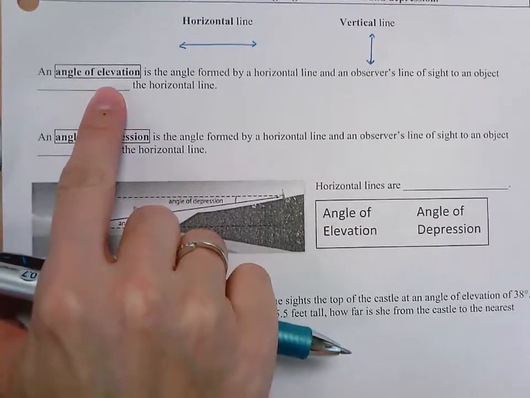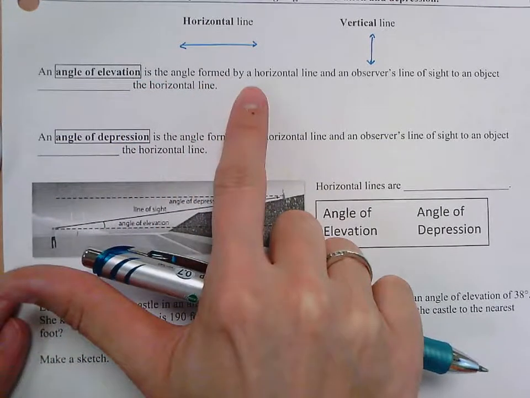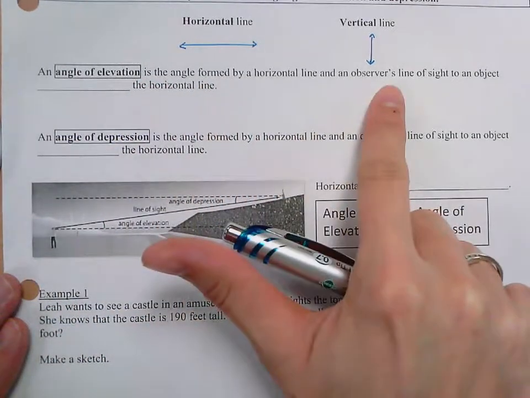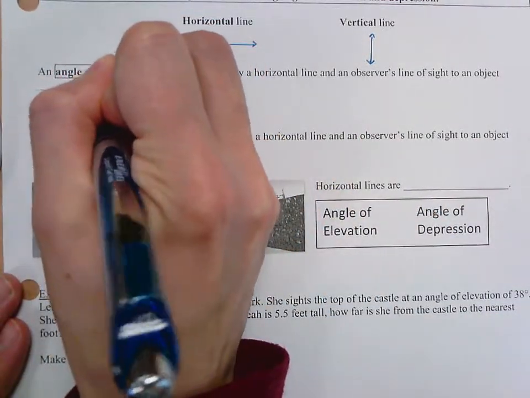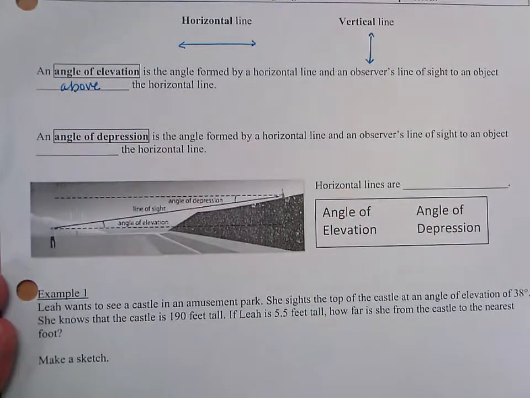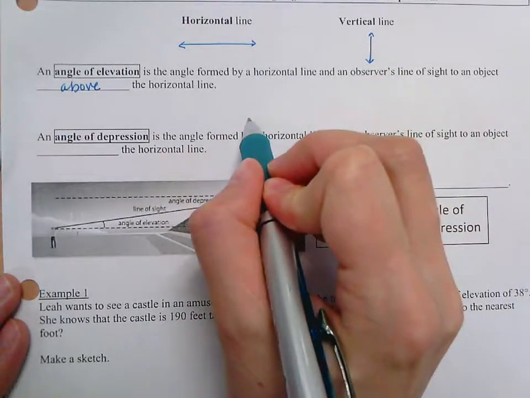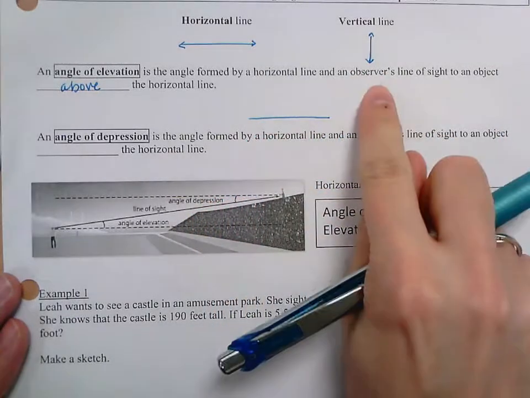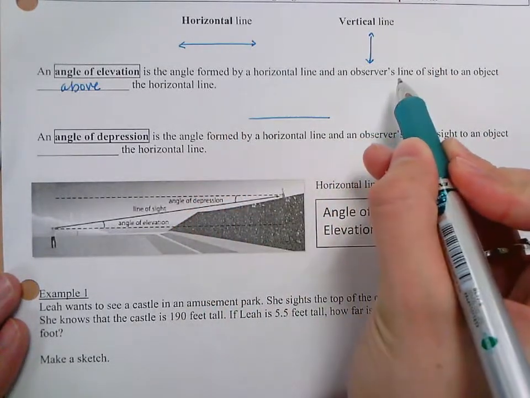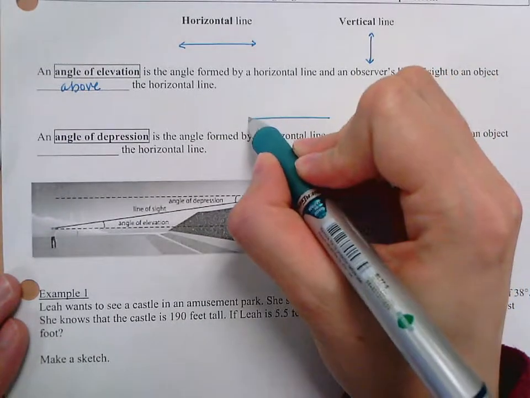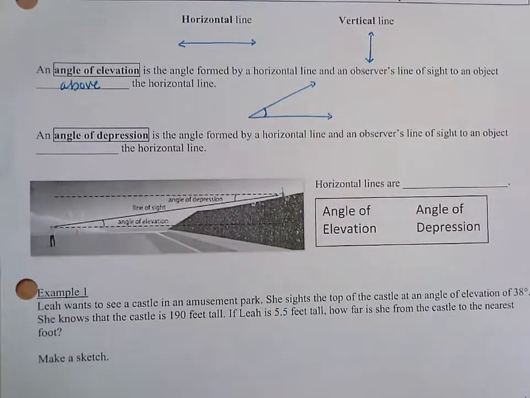So an angle of elevation is the angle formed by a horizontal line and an observer's line of sight to an object that is above the horizontal line. Okay, so you have a horizontal line, and then say your observer is over here, the observer's line of sight to an object that is above. So this would be an angle of elevation.